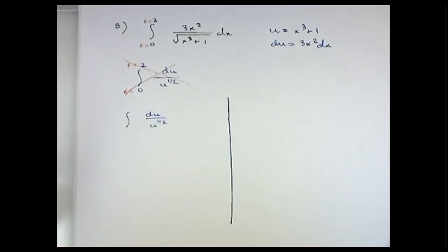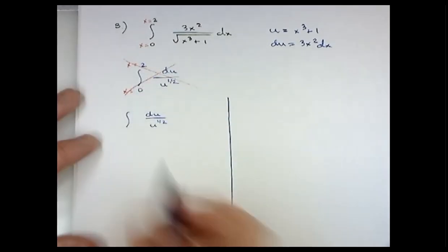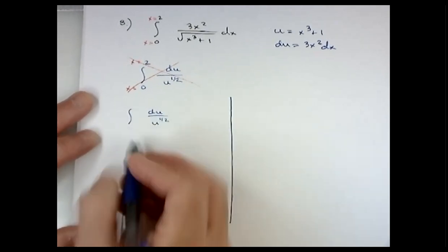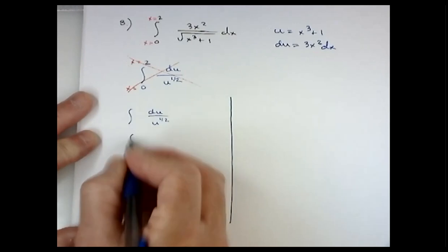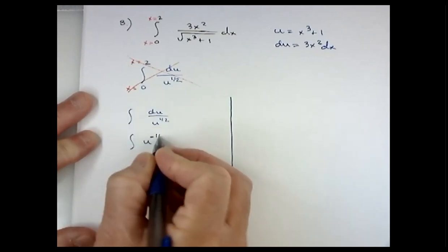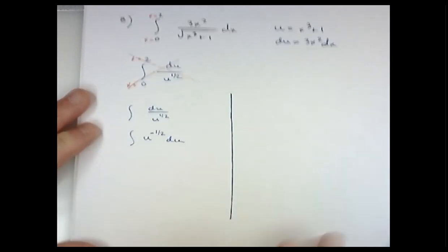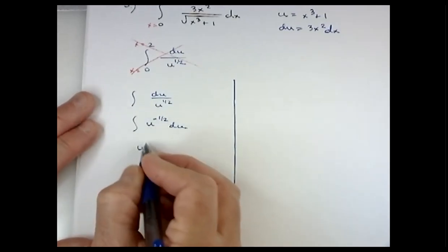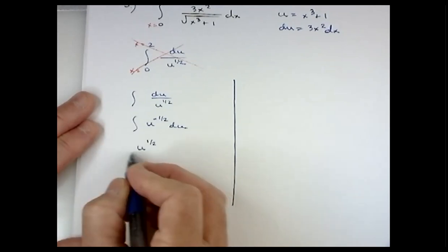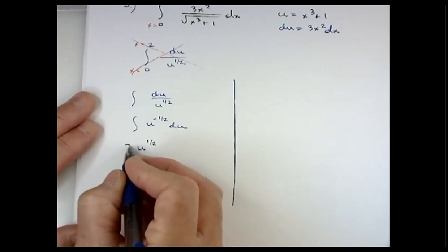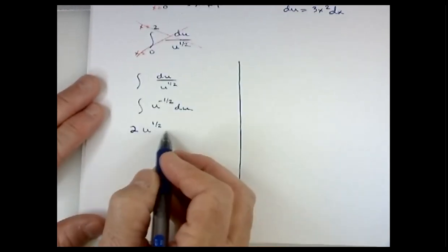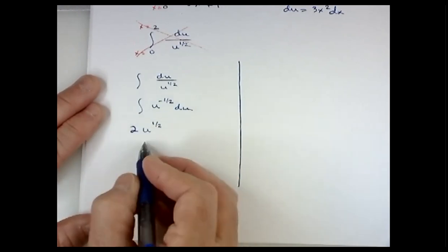Let's just leave them off until we get back in terms of x. Okay, so how would I integrate that? I would bring this up, and then I would use my power rule where I add 1. So negative 1/2 plus 1 is positive 1/2, divided by 1/2 is the same thing as times 2. I'm not going to put a plus c because I'm going to bring those limits back.